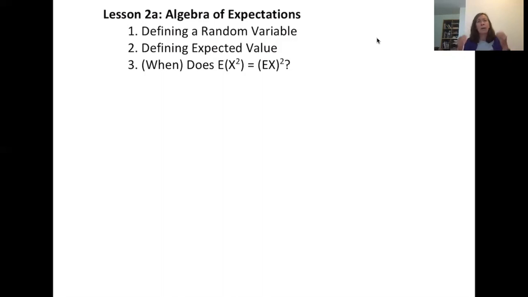Okay, so I'm more interested in whether you can follow the argument that I'm going to make that's going to start from a definition of a particular random variable, defining what we mean by expected value, and then answering a question that looks kind of like an algebra question here. A question about whether we get the same answer if we square a random variable first and then take its expected value, or if we take the expected value first and then we square it. Okay, so that's where we're going here.